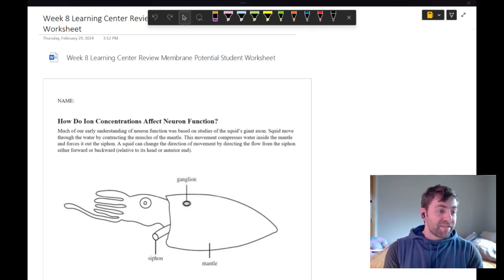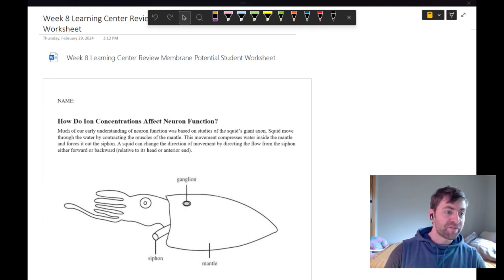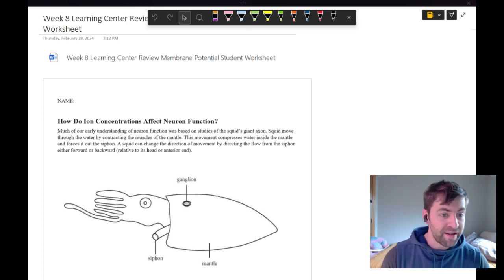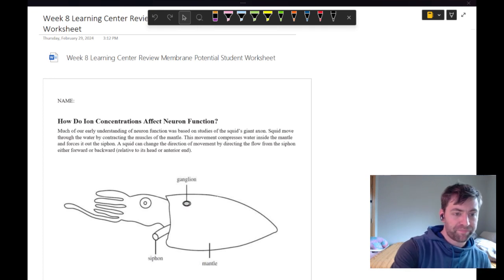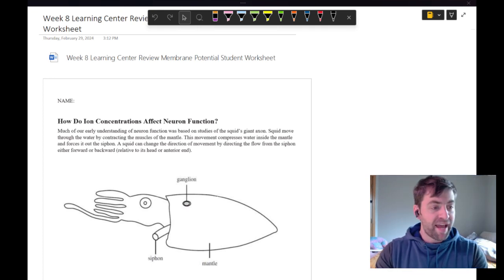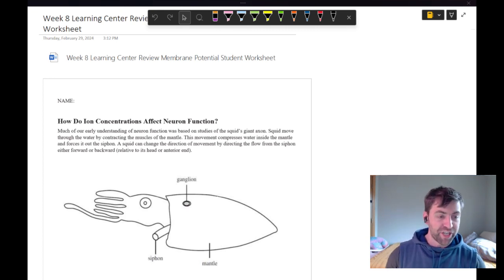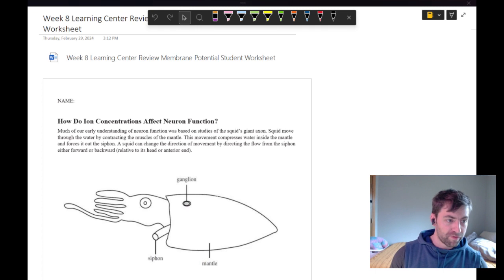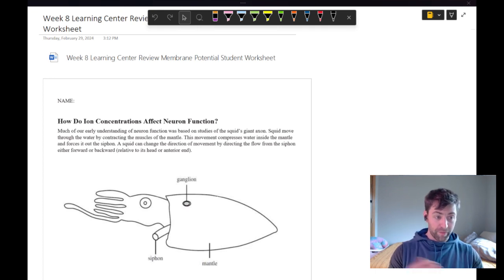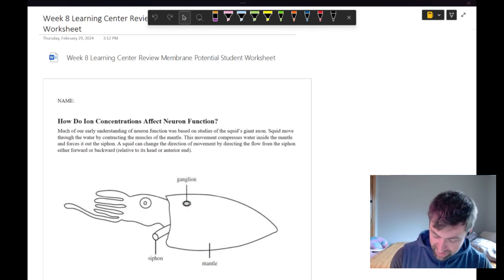All right. So how do ion concentrations affect neuron function? So much of our early understanding of neuron function was based on studies of the squid's giant axon. And squids move through the water by contracting the muscles of the mantle, and this movement compresses water inside the mantle and forces it out the siphon. A squid can change the direction of movement by directing the flow from the siphon either toward a forward or backward relative to its head or anterior end.